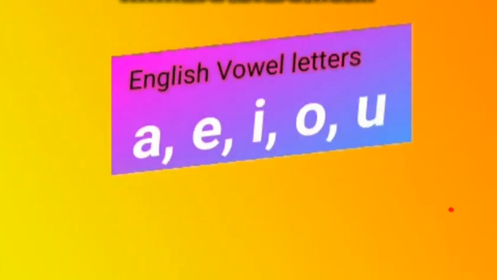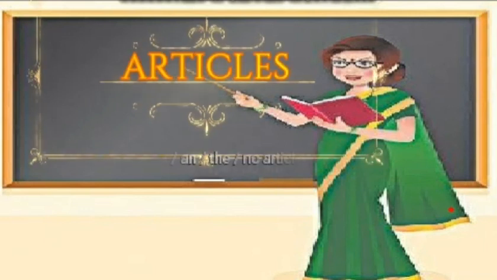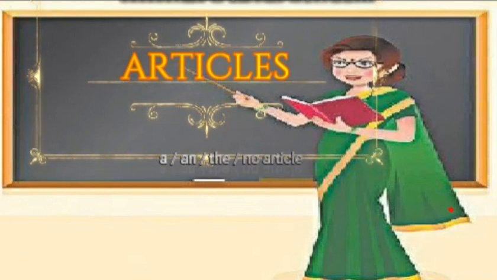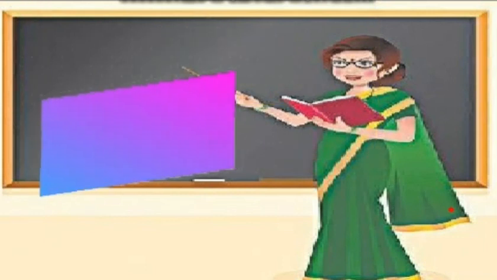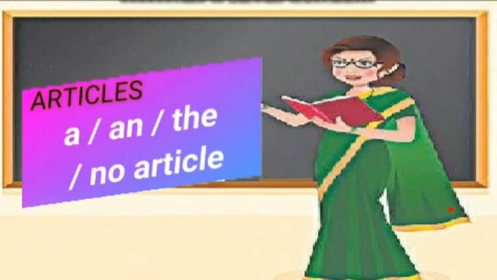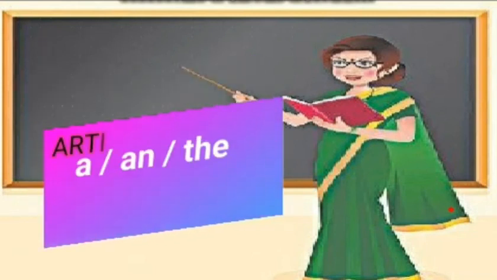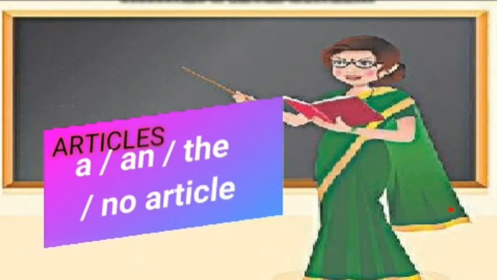So, A, E, I, O, U, right? What are the vowel sounds? If I ask, it's A, E, I, O, U, okay? Let us start our class now. Articles, okay? So you know what articles are. If I say, you definitely say a and the, and sometimes no article. Neither of these will come. That is what no article is, okay?